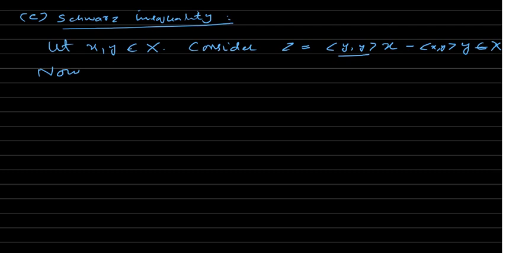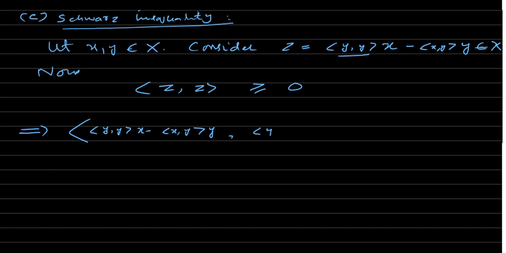Now this inner product of z with z is always greater than or equal to zero, because it is true for any vector, in particular it is true for this vector z also. Inner product of z with itself is greater or equal to zero. This implies inner product of z. What is z? Z is this scalar times x minus scalar times y, then scalar times x minus scalar times y. This is the inner product.